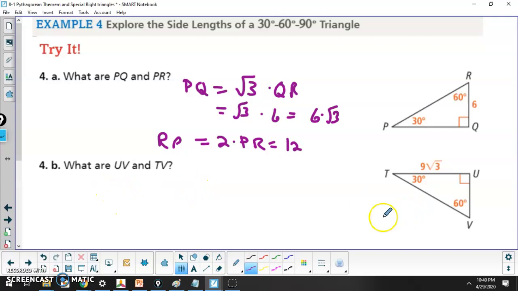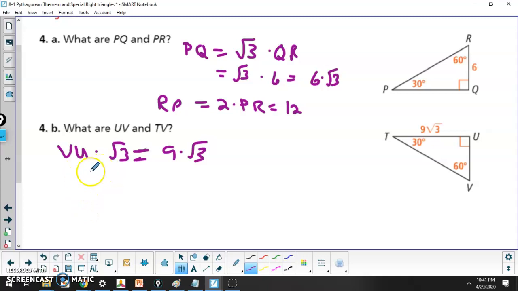All right, for this one, we're looking for UV and TV. We're given TU. Now, is TU the shortest side? No, TU is actually the middle side. You always want to find the short side first. So if you take VU, which is the shortest side, and you multiply it by the square root of 3, you would get TU, which is the middle side, because the middle side is always square root of 3 times the short side. So it's equal to 9 times the square root of 3 here.